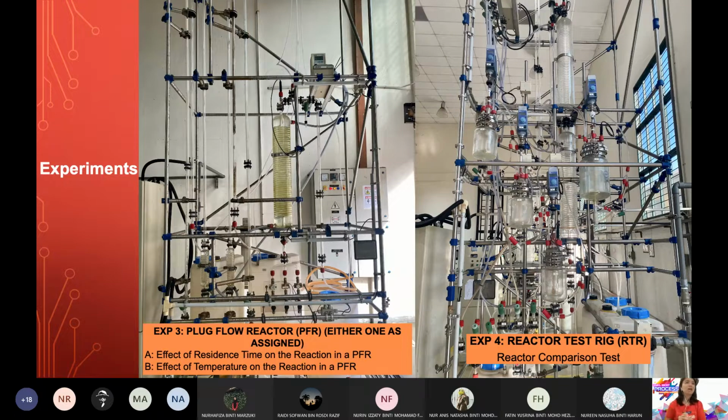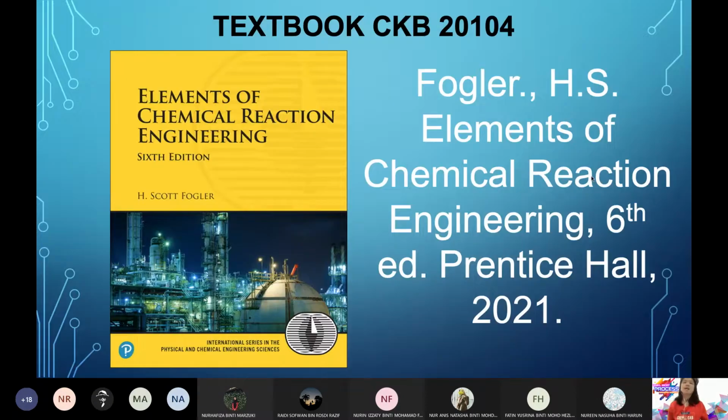That one for CSTR. Kita ada lagi 2 PFR yang bersambung and 1 single CSTR. So kamu akan compare reaction yang sama. Apa berlaku kalau saya guna 1 reaktor, saya guna 3 reaktor yang bersambung ataupun 2 reaktor yang bersambung daripada jenis yang berlainan. Okay, so that's experiment 4. Okay, that's part that I find it very good for the education and I hope that you can actually get to experience this in the lab.